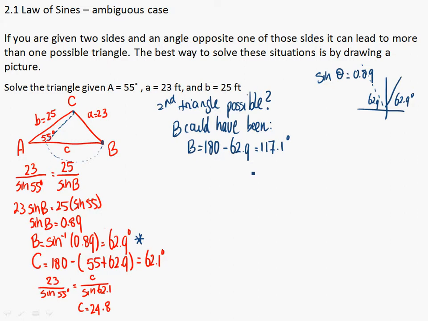So now you have to do the same thing with a new value for B. So the next step was what? After you find B, you can find C. So you do 180 minus, keep in mind now it's 117.1, 55 doesn't change. So another possible measurement for angle C would have been 7.9.